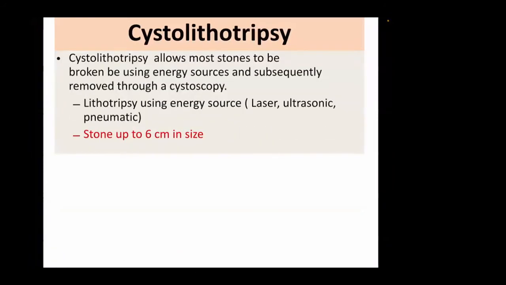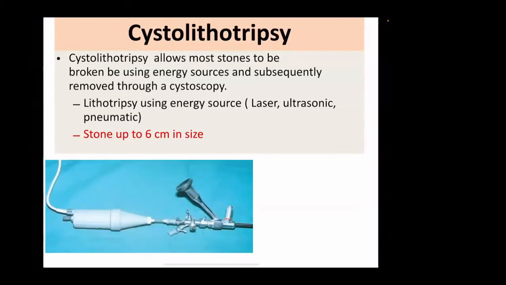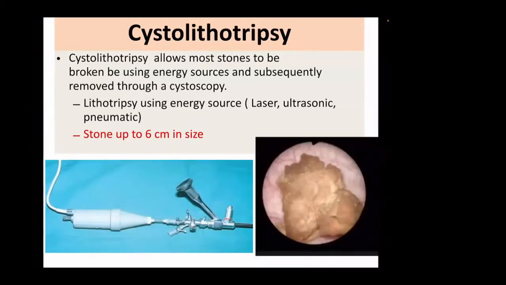Here what we do is we go inside and see by cystoscopy, and we use some energy source like pneumatic rod, laser, ultrasonic. So we break the stone into small fragments and bring it out through the cystoscope. It is usually done for larger stones up to 6 centimeter. We can do that, and we use the pneumatic rod. I'll show you in video. Once we locate the stone, we can break it. Let us see the video first.